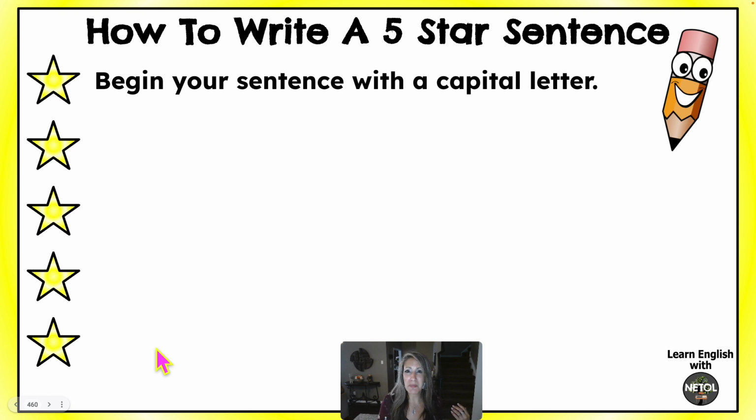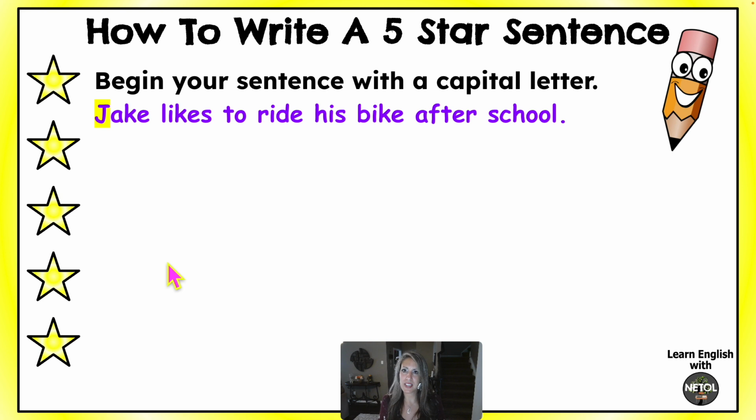So I've already talked about that at the beginning of our lesson and I'm bringing it back. Please remember, when you're writing a sentence, begin your sentence with a capital letter. Let me show you an example sentence.